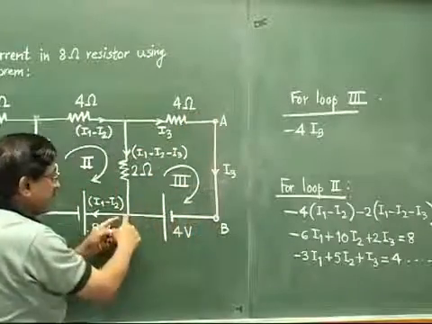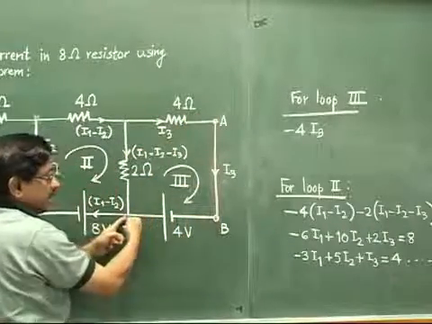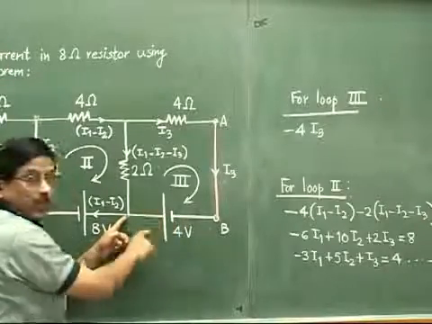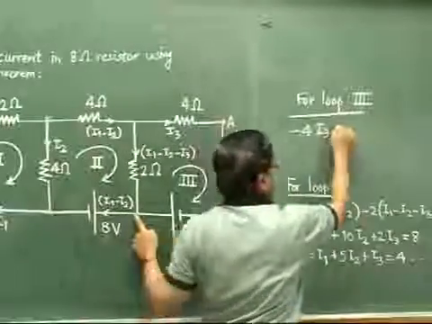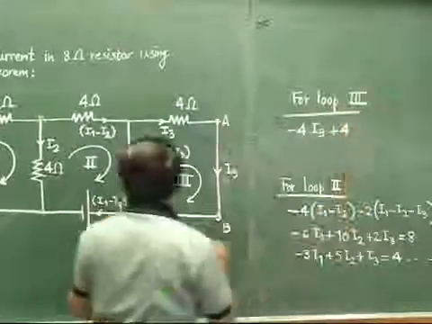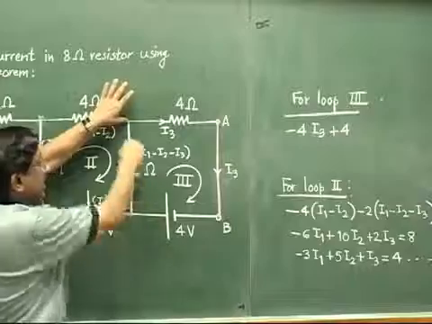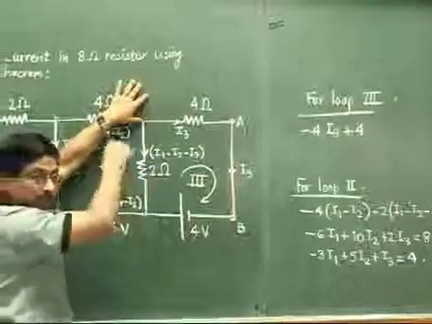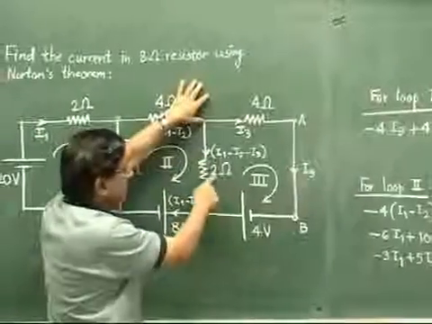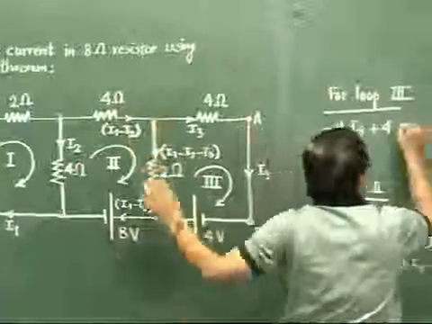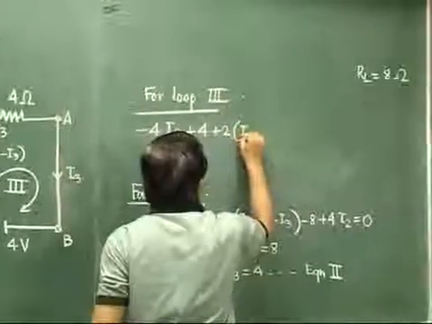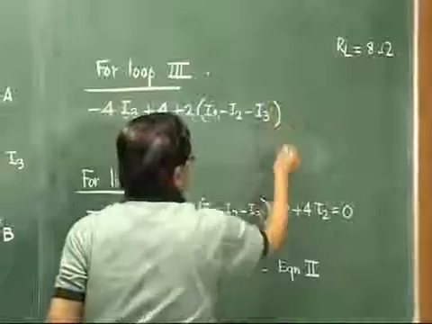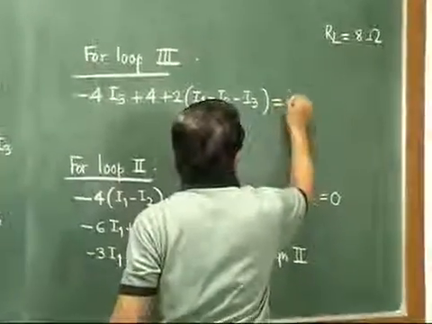Then B to here. Now see, we are coming like this. So we are jumping from negative plate to positive plate. So from lower to higher potential, so it will be plus 4. So plus 4 here. And then last term here, this point upwards. Now see, we are moving upwards, but current is coming down. It is coming opposite to us. And so it will be plus 2 times I1 minus I2 minus I3. And now we have traversed the entire loop, so it will be equal to 0.